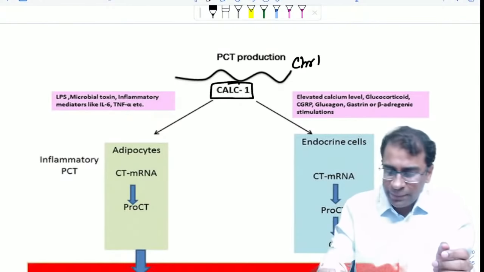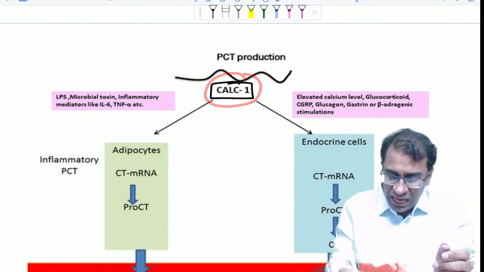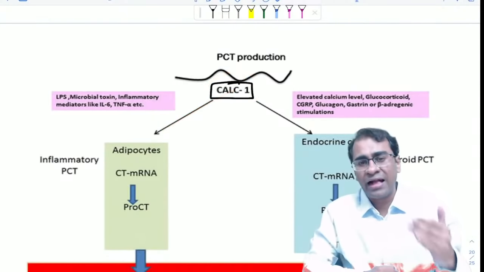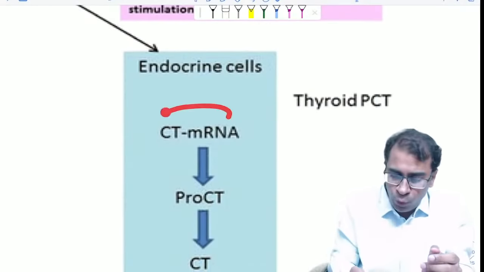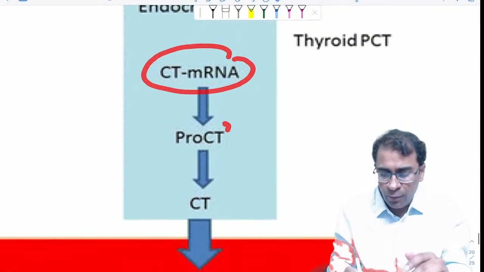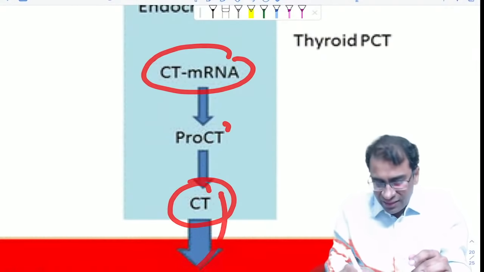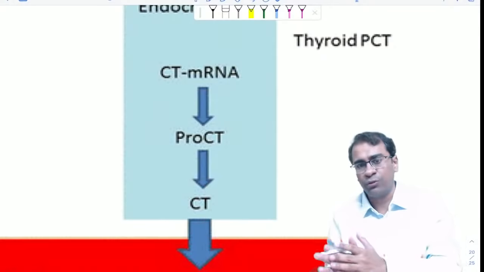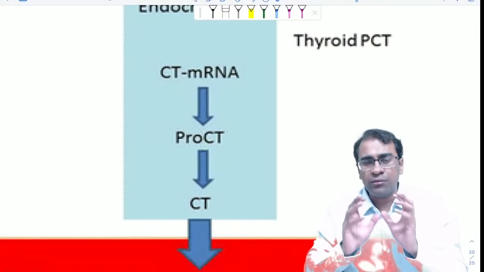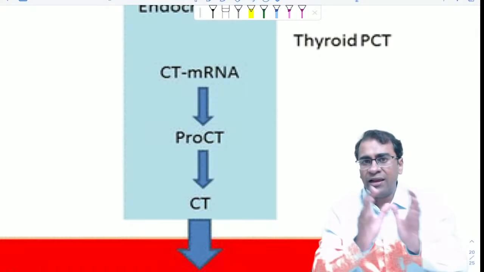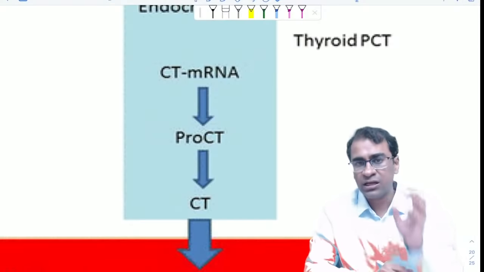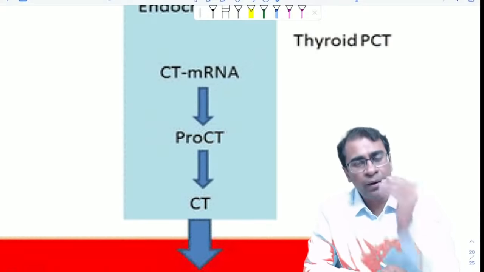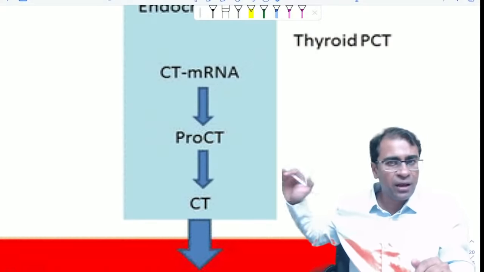So what happens? This CALC gene is on chromosome number 1. This actually releases procalcitonin. Now in the endocrine cell, that's the thyroid, the procalcitonin will be converted to calcitonin and then comes into blood. What I'm trying to tell you is, the procal is a gene which makes procalcitonin. In thyroid cells, the procalcitonin is converted to calcitonin and it then comes out into blood.